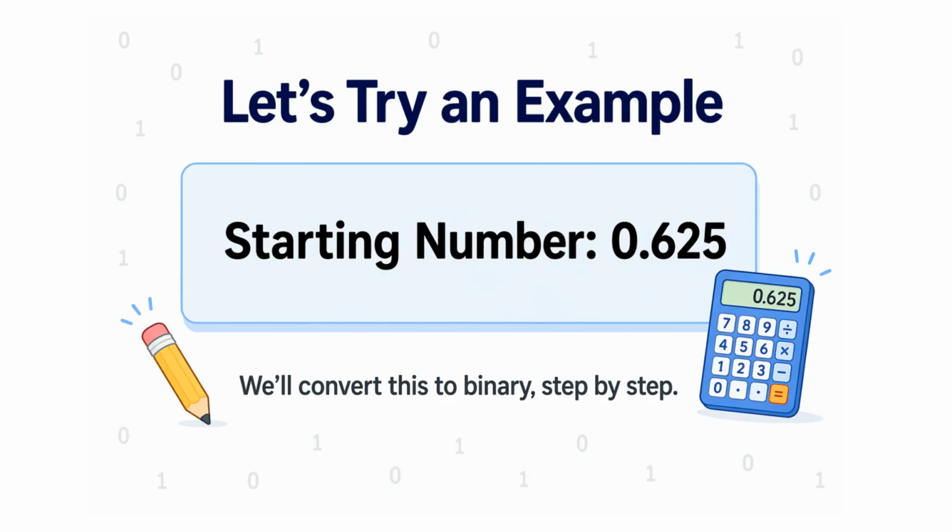Let's try this out with a real example. We'll take the number 0.625 and convert it into binary together. Follow along. It's easier than it looks.